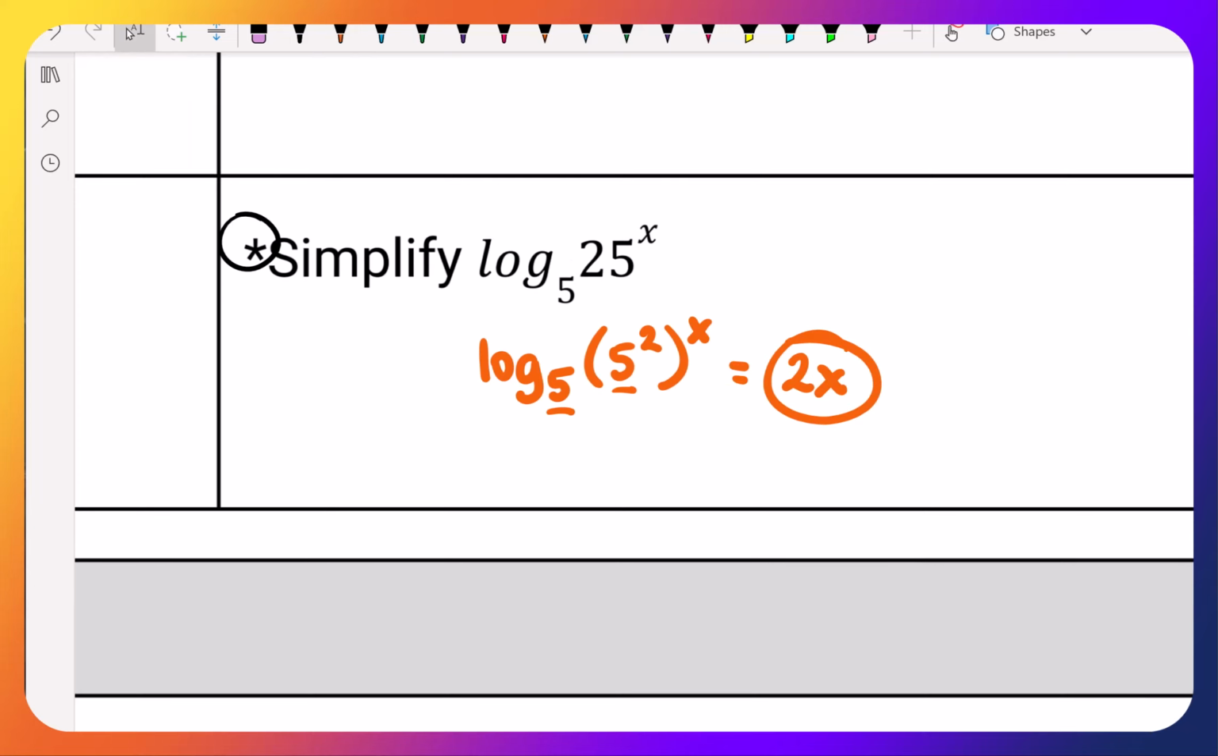Okay, now when we're talking about your end of course or your benchmarks, these properties aren't as important, but they can show up on your ACT. So I wanted you to see that just to make sure you have seen it before.